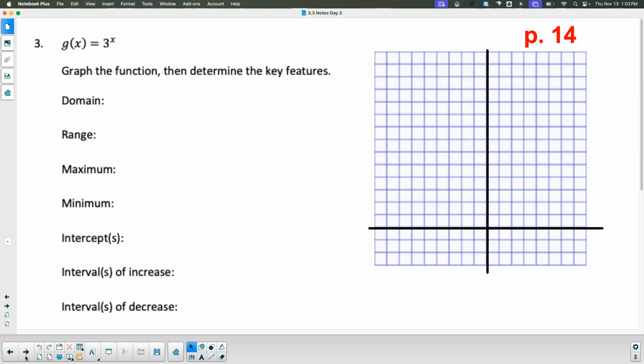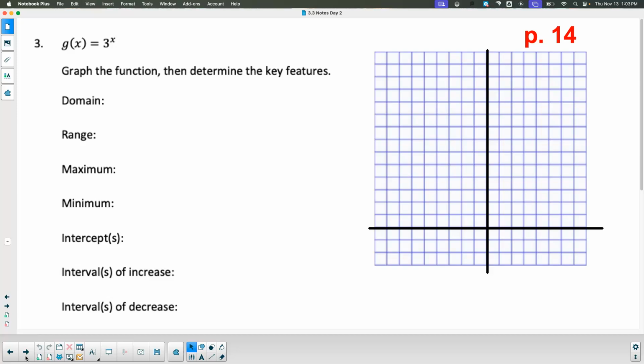It says graph the function, then determine the key features. Okay, we can handle that. What kind of a function is this one? Exponential. If it were a sequence, it would be geometric, but the function is exponential.